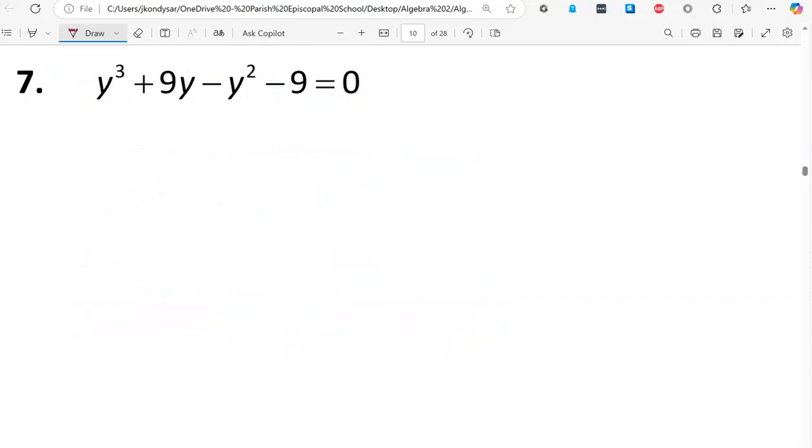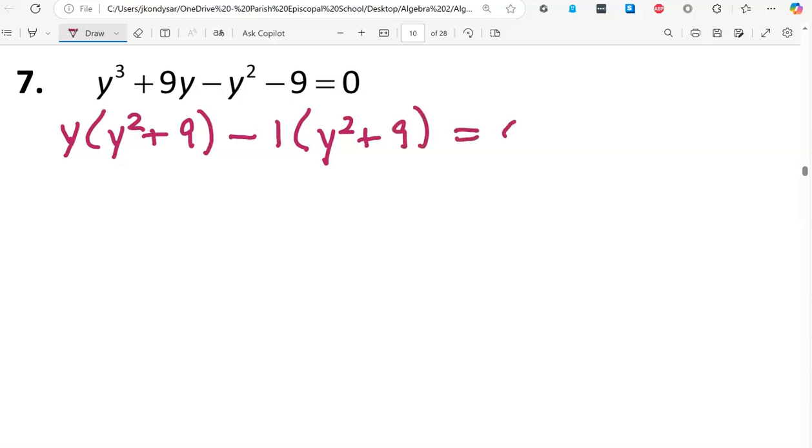In 7, a u substitution is not really necessary. We can just factor, and we have 4 terms that cannot be combined, so let's factor by grouping. In our first 2 terms here we can factor out a y, and we get y squared plus 9. And in our second pair of terms we can factor out -1, and we get y squared plus 9 as the remaining factor. So finishing the factor by grouping, this is y squared plus 9 times y minus 1.